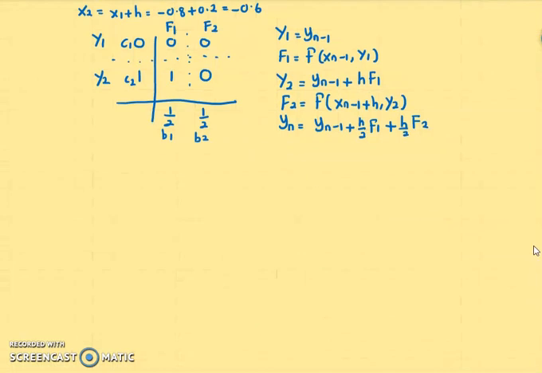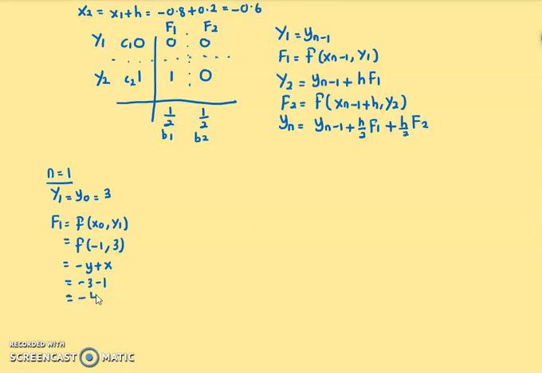Now let's solve this for n equals 1. For n equals 1, we have Y1 equals y0, which is 3. f1 equals f of x0, Y1, which is f of negative 1, 3. Putting into the equation, we have negative 3 minus 1, which is negative 4. Now Y2 is given by y0 plus h f1, which is 3 plus 0.2 times negative 4. So Y2 is 2.2.